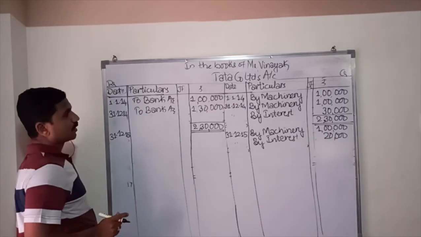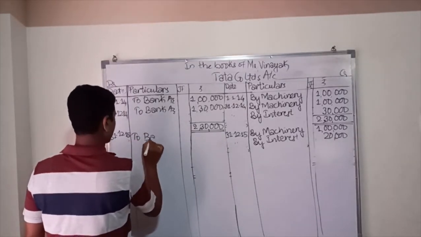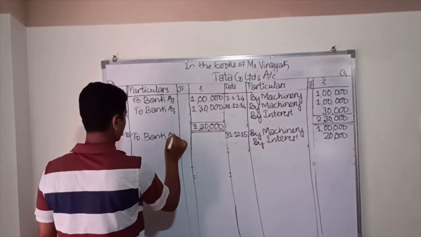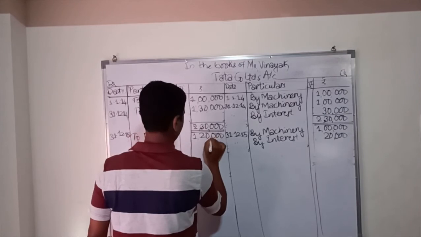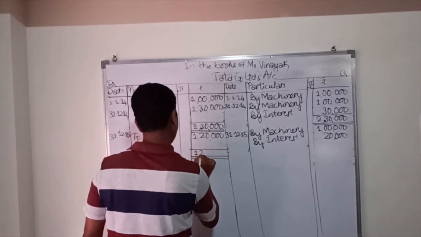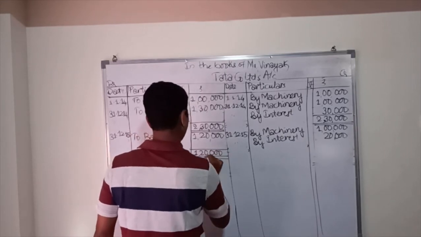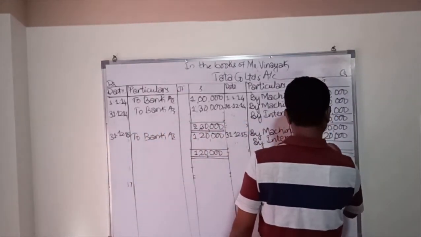So the amount of the second installment which is paid on 31st of 12/15, then the entry will be Tata Company Limited account debit to bank account here. So to bank account, so that comes to 1,20,000. So now you check the total here, it is 1,20,000 only here. So here also it is paid as 1,20,000 only.